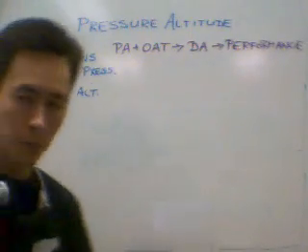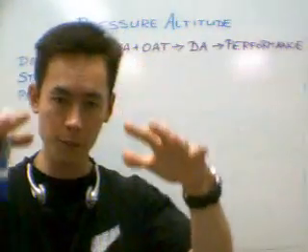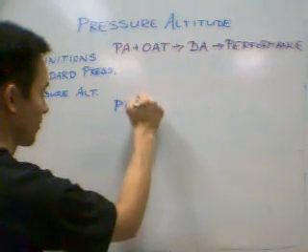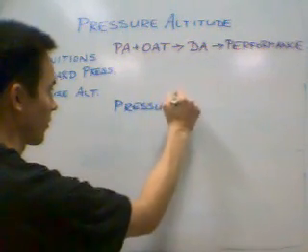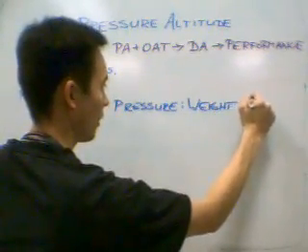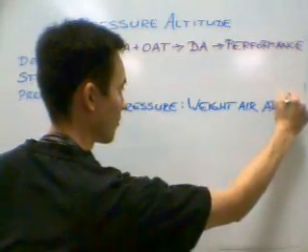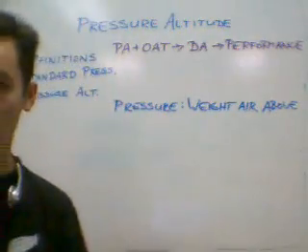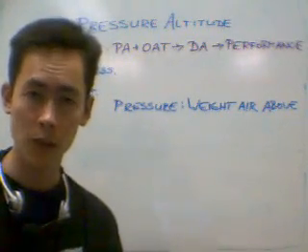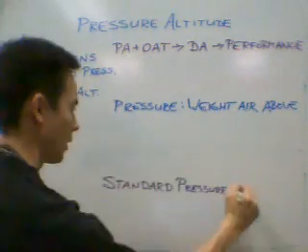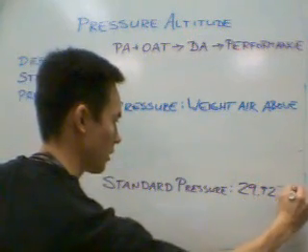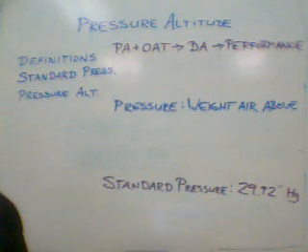First, some definitions. Pressure is the weight of all of the air above us pushing down and pushing all around us. So pressure is the weight of the air above us, and it's measured in inches of mercury. There's an average pressure, or what's called a standard pressure. The standard pressure value is 29.92 inches of mercury, or 29.92.